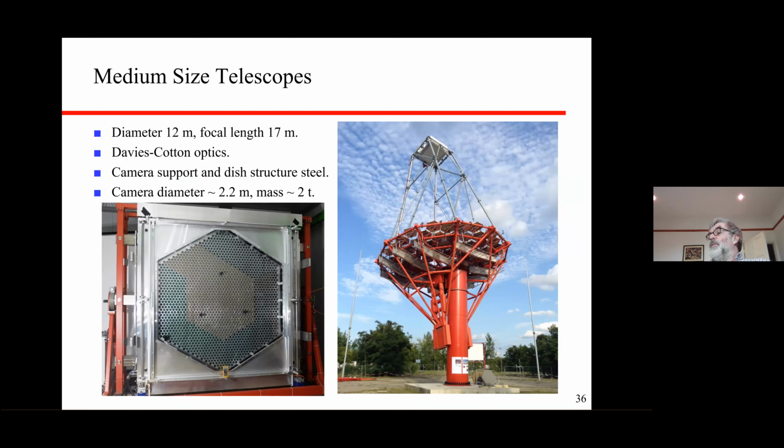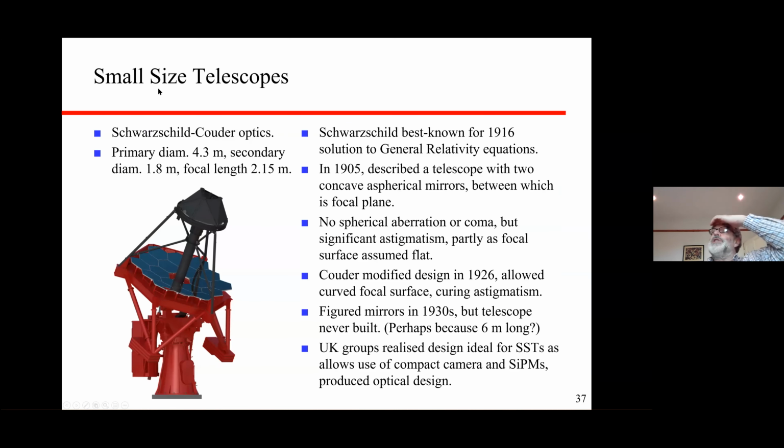So the medium-sized telescope is the same basic idea. Here's its camera, here's the structure, and we'll move on to the small-sized telescope, which is the one that we've been working on primarily in Liverpool. So this is very different in style to the previous things we looked at. We can see that it actually has 2 mirrors, one here and here, and the camera sits here. So the light comes down, hits the first primary mirror, reflects off the secondary mirror, and is detected on the camera here.